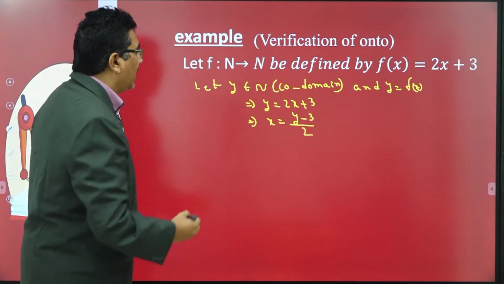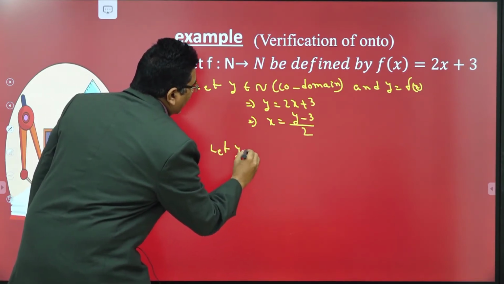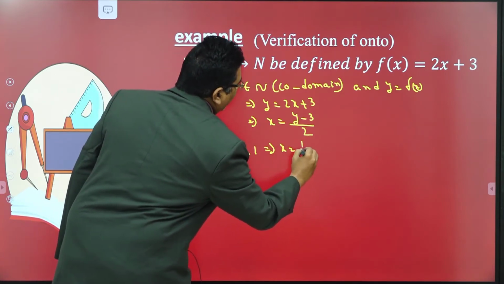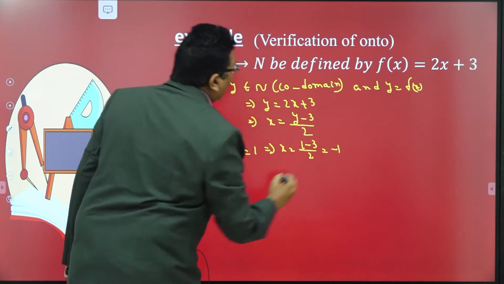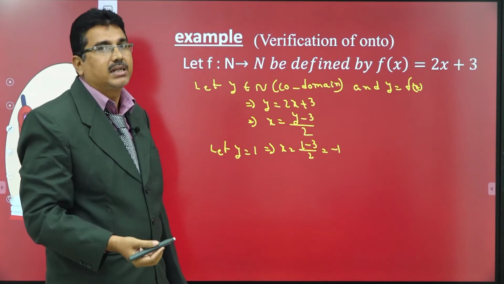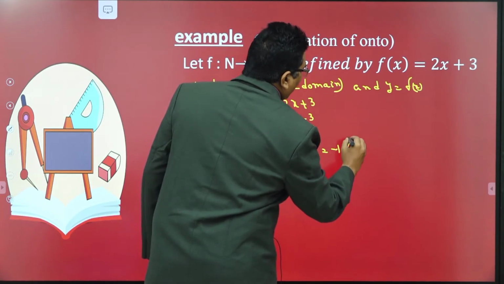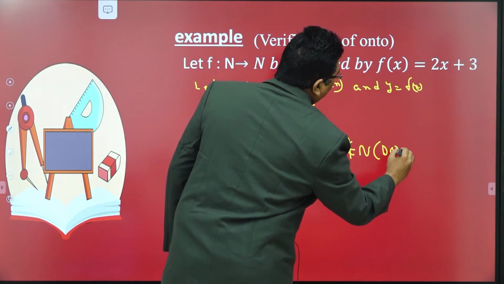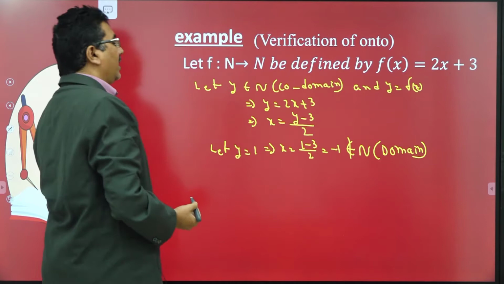Verify that. Let y is equal to 1. That implies x is equal to (1 minus 3) by 2, that is equal to minus 1. Does minus 1 belong to N or not? Minus 1 does not belong to N. That is the domain. Minus 1 does not belong to the domain.